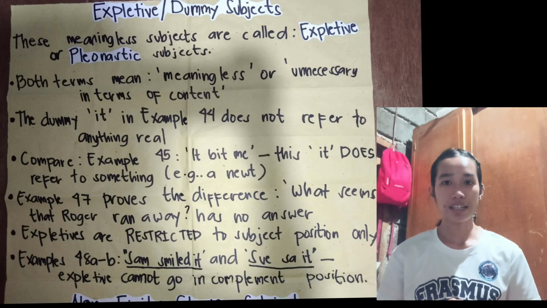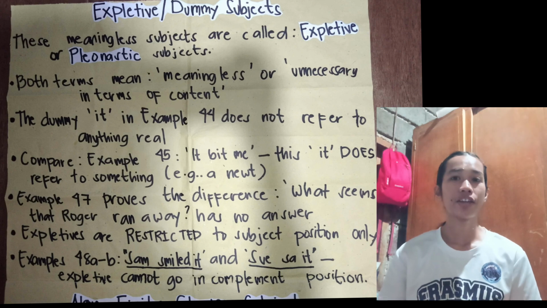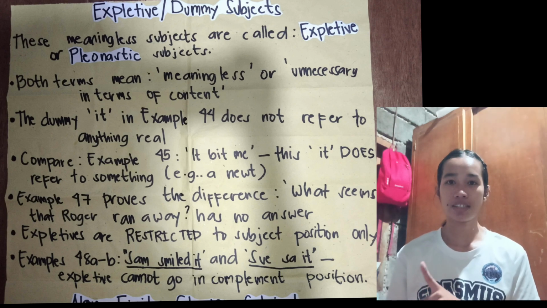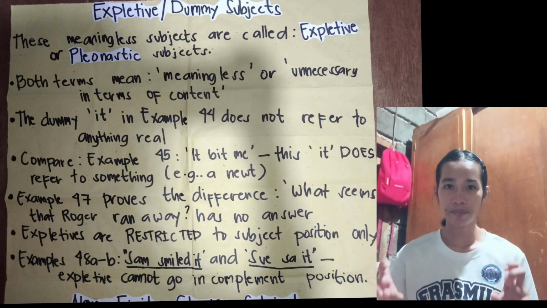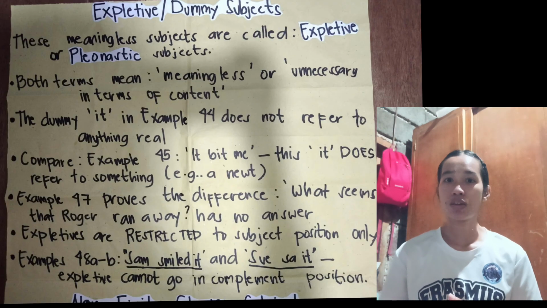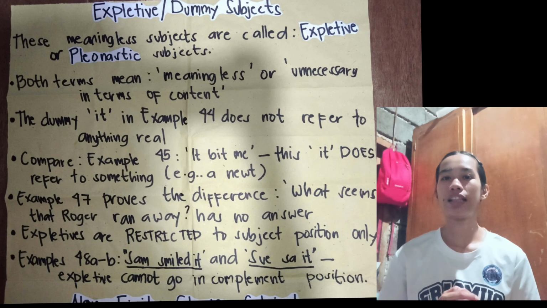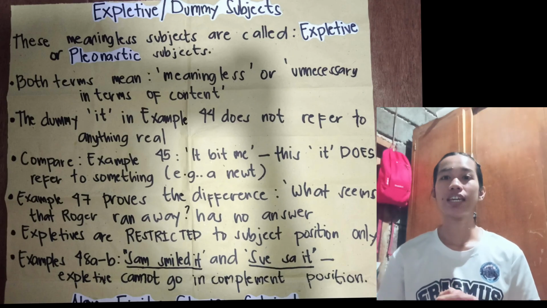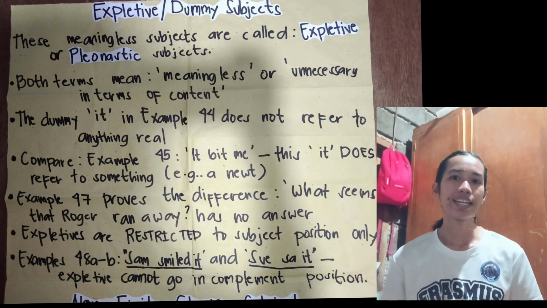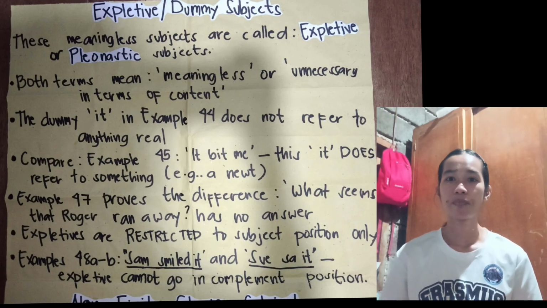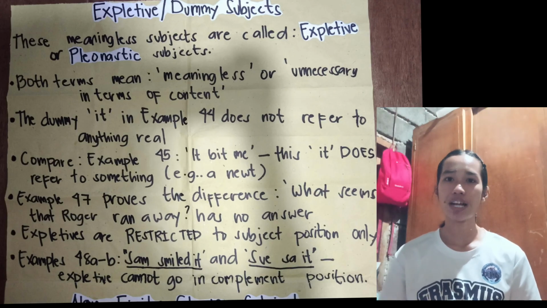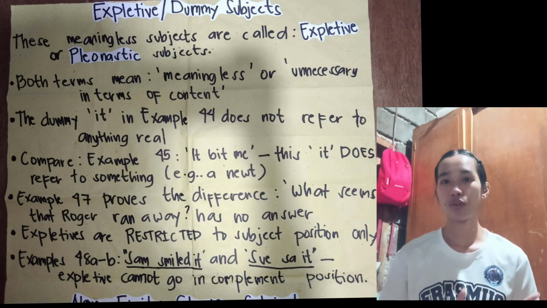Moving on, these meaningless subjects have a special name. They are called expletive or pleonastic subjects. Both words simply mean unnecessary or without meaning. It is very important to distinguish this dummy it from the real it. In example 45, it beat me. That it refers to something real, like a nuke. You can ask what beat you and get an answer. But in example 44, if you ask what seems that Roger ran away, there is no answer. The pronoun does not refer to anything.